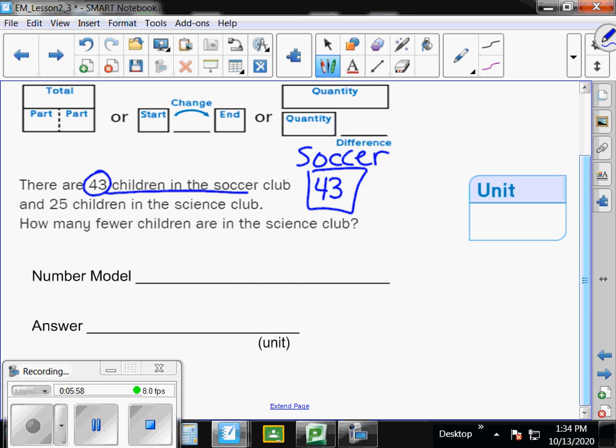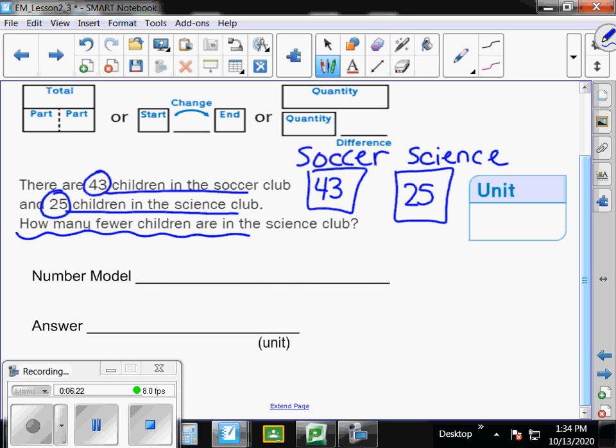And then it says there are 25 children in science club. Okay, so I'm going to draw another box and I'm going to put 25 and label that science. Do you see, guys, how my picture doesn't have to be fancy? I'm just plopping down the information I know. So I can step back and now I can look at this information without a bunch of words. Now my question is, how many fewer children are in science club?